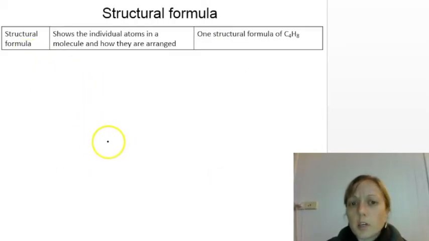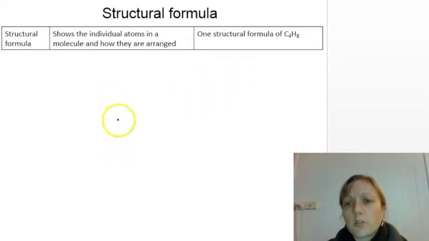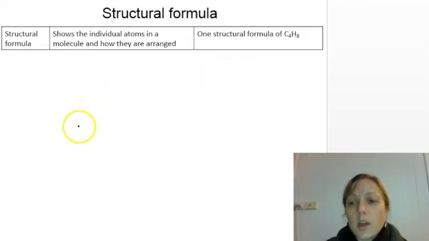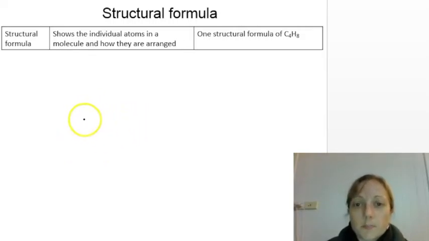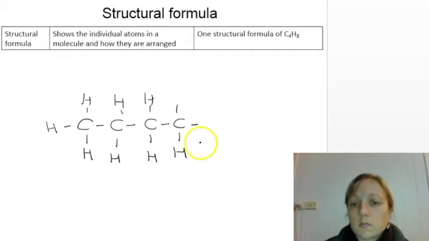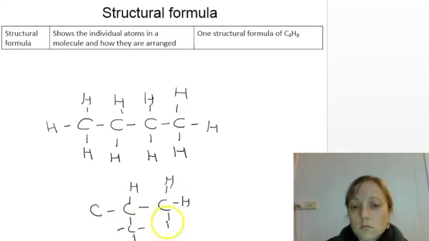Okay, structural formula shows us how things are arranged, because if we had the molecular formula of C4H8, we could have some different structural formulas but have the same number of atoms. So we could have a simple butane with our H8, but we could also have a structural isomer of this, so we could have this arrangement instead.